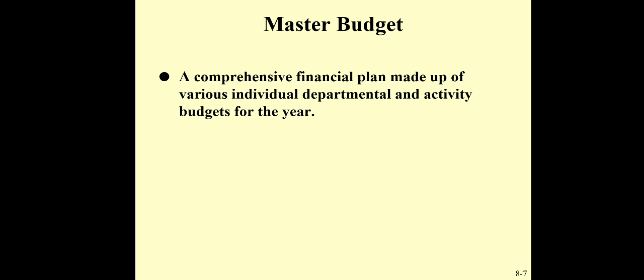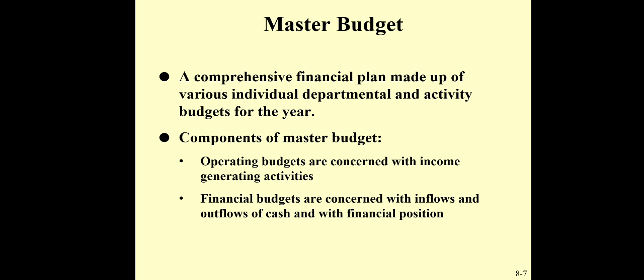Okay, let's see again. I think maybe I have explained about this in the previous lecture, but I will do it again. So a master budget is a comprehensive financial plan made up of various individual, departmental and activity budgets for the year. Components of master budget. There are two components of master budget. Operating budgets are concerned with income generating activities, and financial budgets are concerned with inflows and outflows of cash and with financial position.